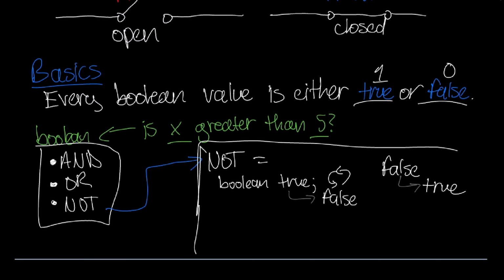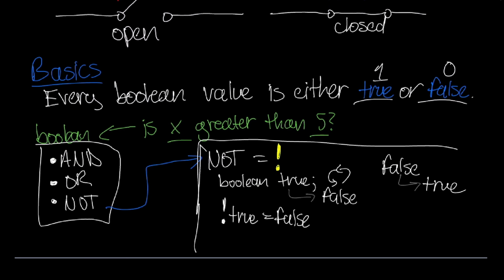That's it. Now, in most programming languages, not is expressed as an exclamation point. So using this, if I were to do exclamation point true, this is actually false because we're inverting the true into false. Similarly, exclamation point false would be equal to true. Now, where do you use this? Well, simply anywhere that you want to invert a condition.